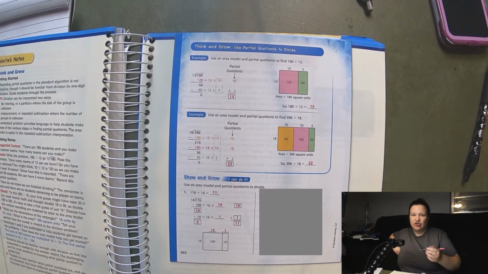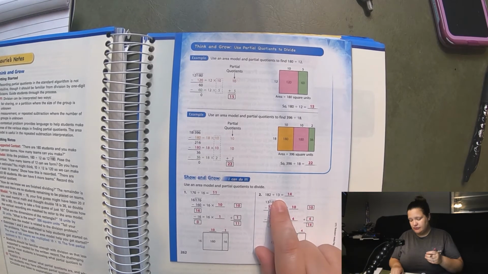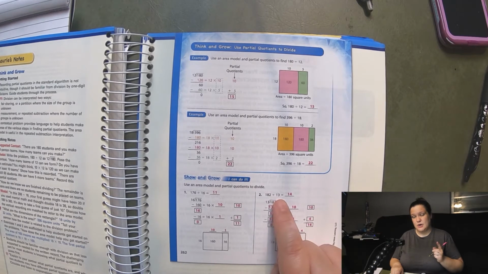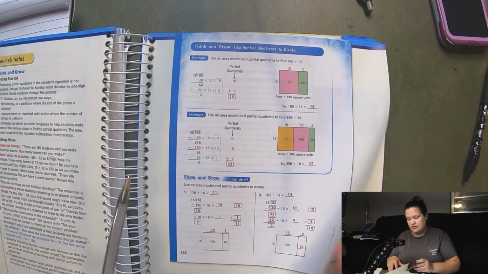So always make sure that the first one you're doing, if the number you're dividing is bigger than 100 and your divisor, the number that you're dividing by, is a 2-digit number, your first partial quotient is going to be 10. So it'll be the same with that one.